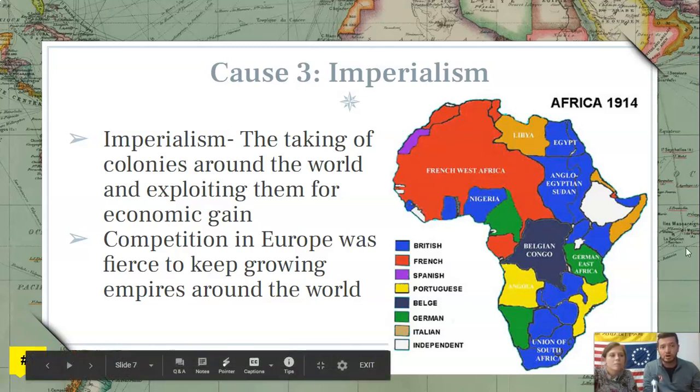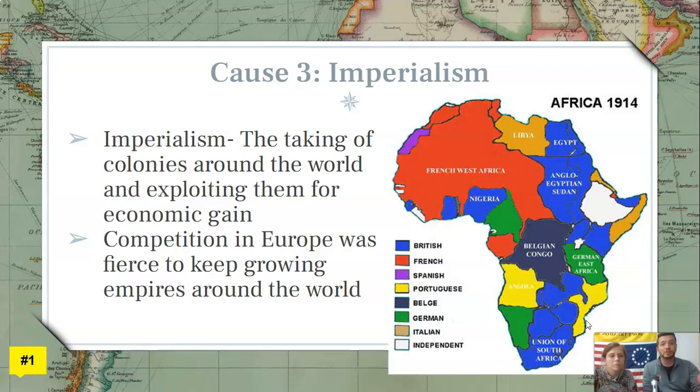And so you see, in Africa especially, the British Empire, the French Empire, and Germany has a little bit in there as well. And we've talked about how imperialism is the taking of colonies and the establishing of colonies around the world to exploit them for economic gain. Again, you can use them for military bases as well. Sometimes we think of it as a noble pursuit to help people out, but really they were taken advantage of. And the competition here is going to be fierce because there's only so much land, only so much territory that you can take.